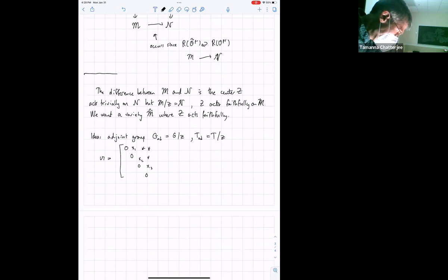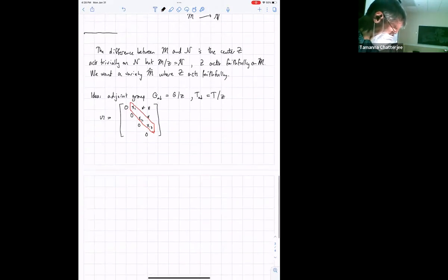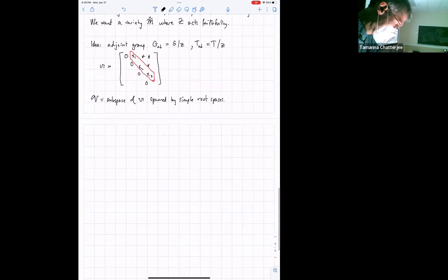Now, if you look at these three spaces here, this is the subspace of U spanned by the simple root spaces. So I'm going to give this a name. Let V be the subspace of U spanned by simple root spaces. But I want to associate this with the adjoint group, so I'm going to put a little ad here to indicate that it's associated with the adjoint group.